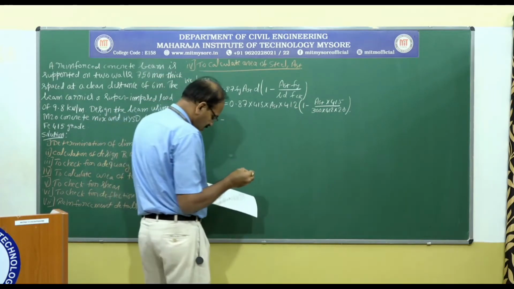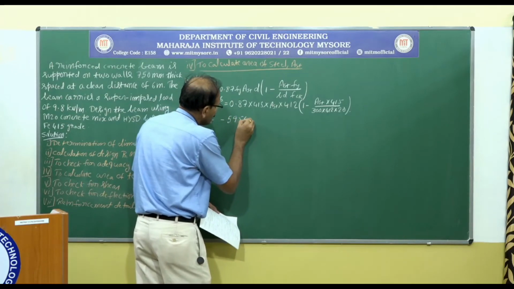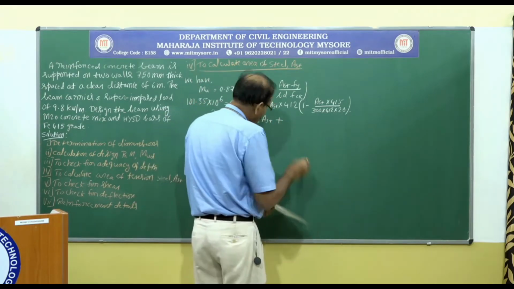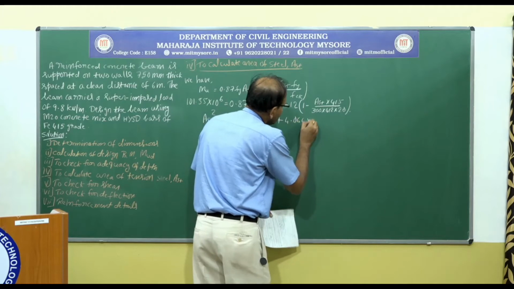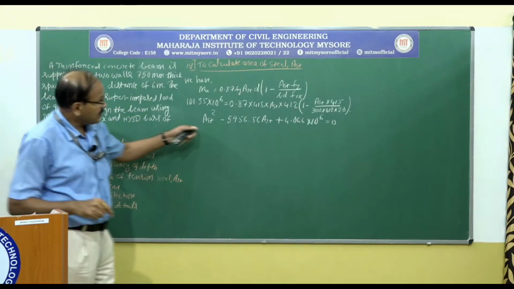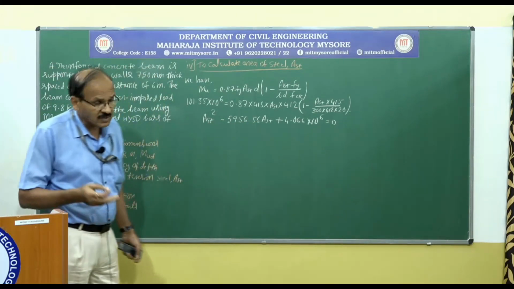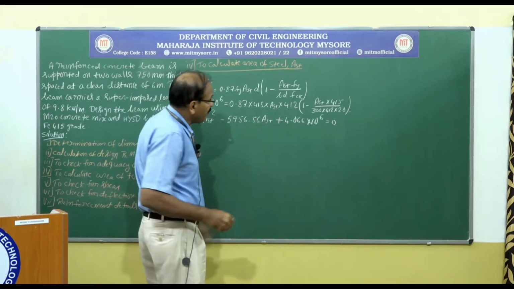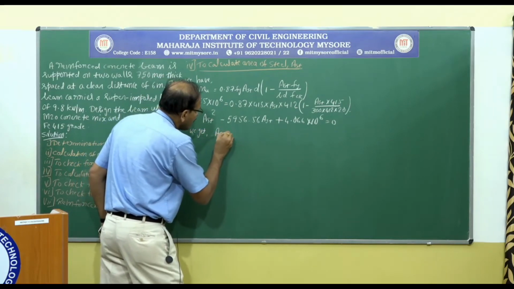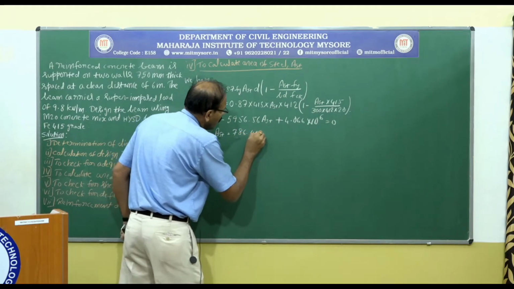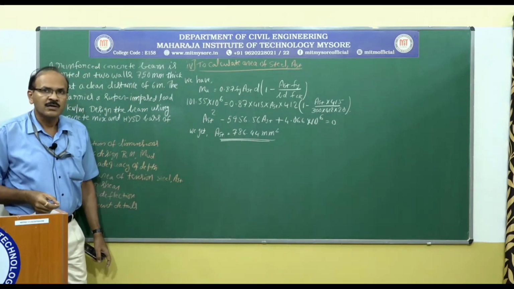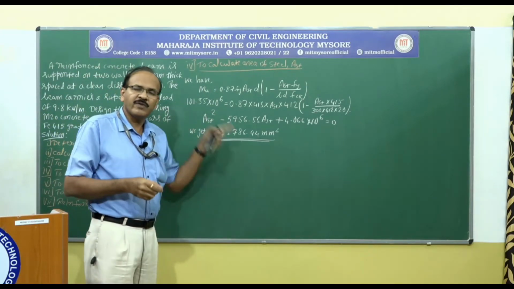AST square minus 5956.56 AST plus 4.066 into 10 to the power of 6, that is equal to 0. So this is in the form of AX square plus BX plus C. So by solving for AST, we get AST equal to 786.44 millimeter square. Okay. So that is the minimum area of tension steel we need.